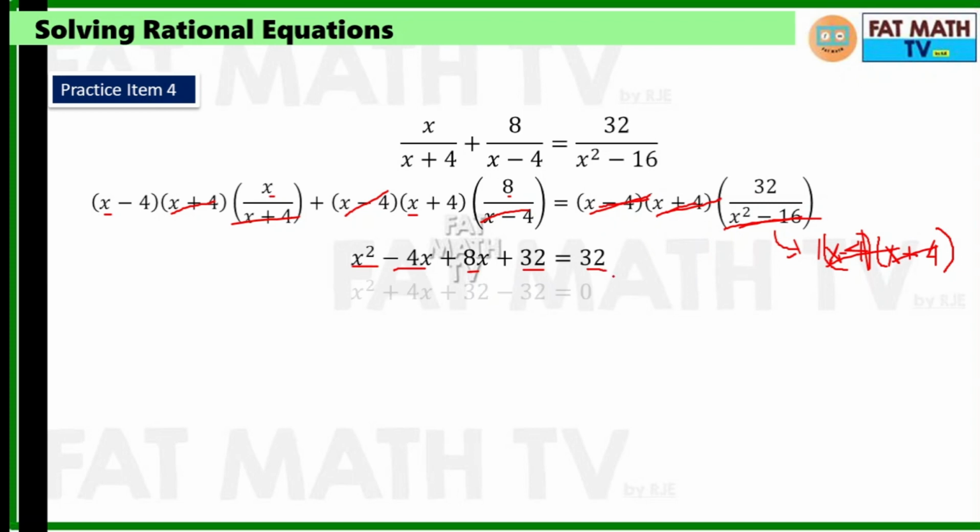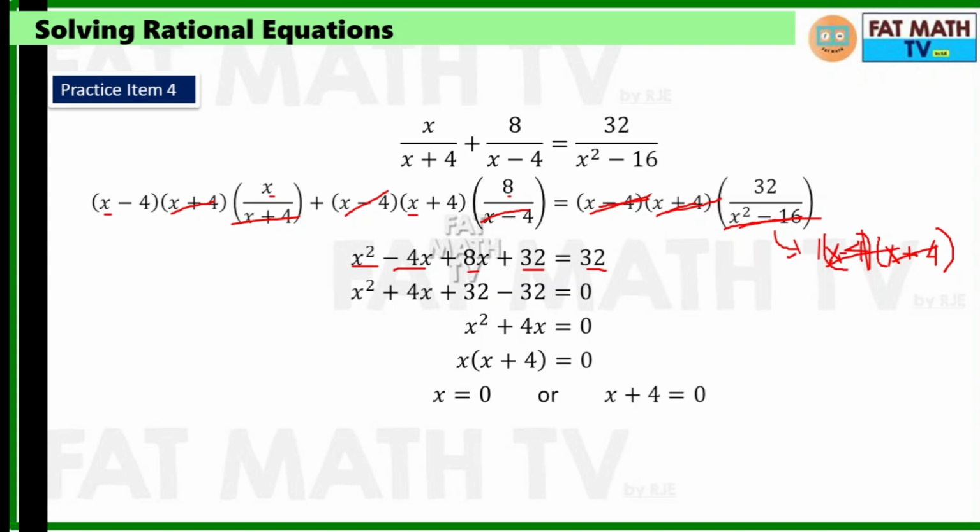And then we will have negative 4x plus 8x, that's positive 4x. And then copy 32. This 32 here, you put to the other side. That's going to be minus 32. So we will have x squared plus 4x plus 0 equals 0. So x squared plus 4x, you factor that as x times x plus 4. And then the product is 0 if x is 0, or x plus 4 is 0. X plus 4 is 0 if x is negative 4.